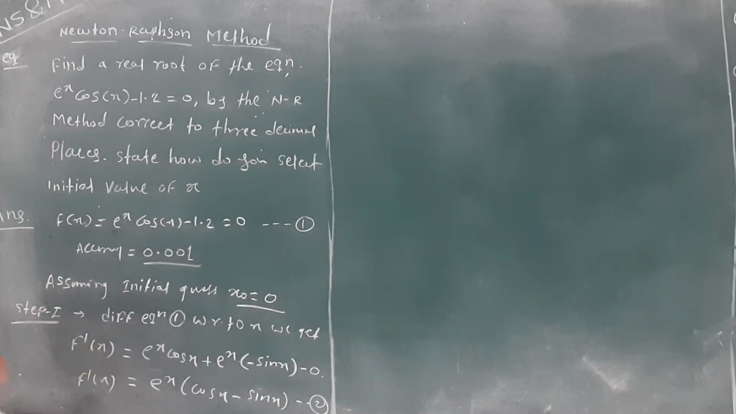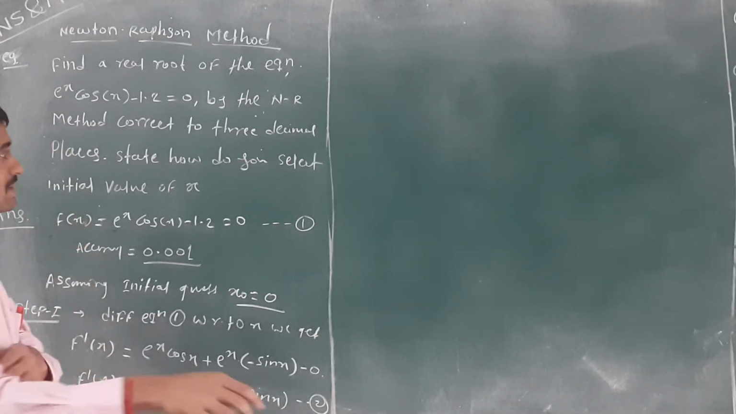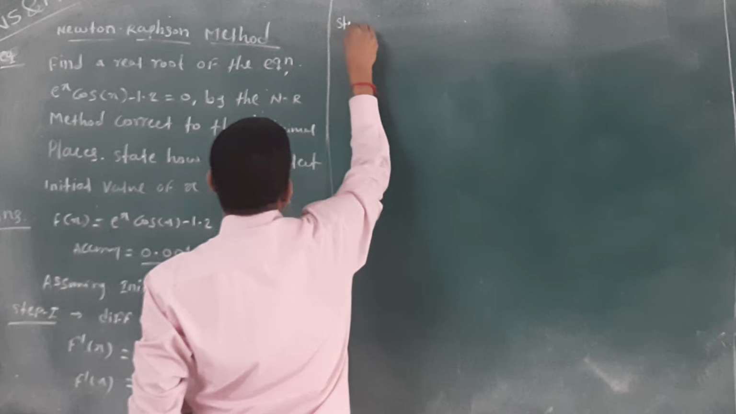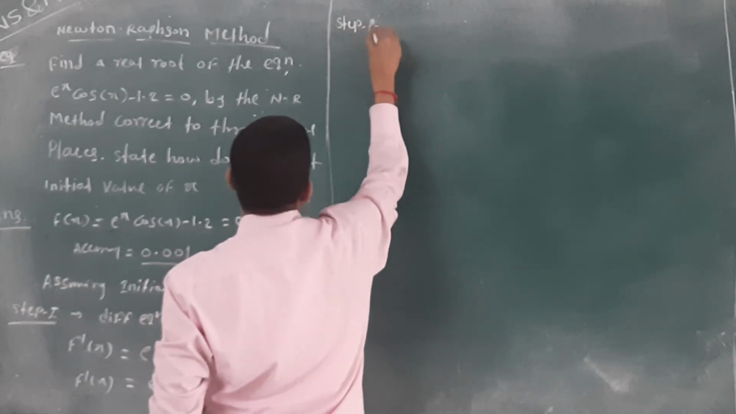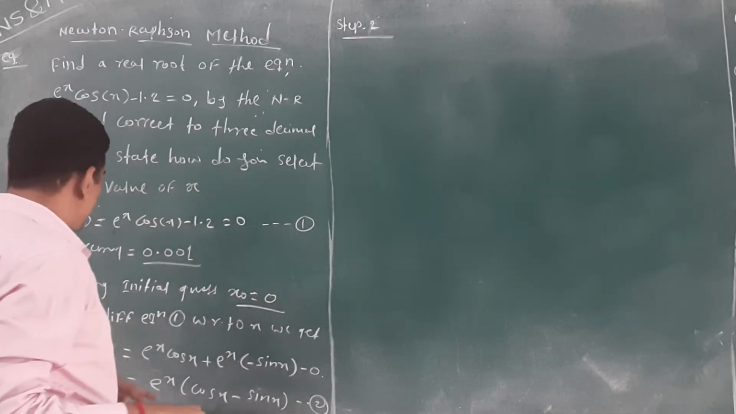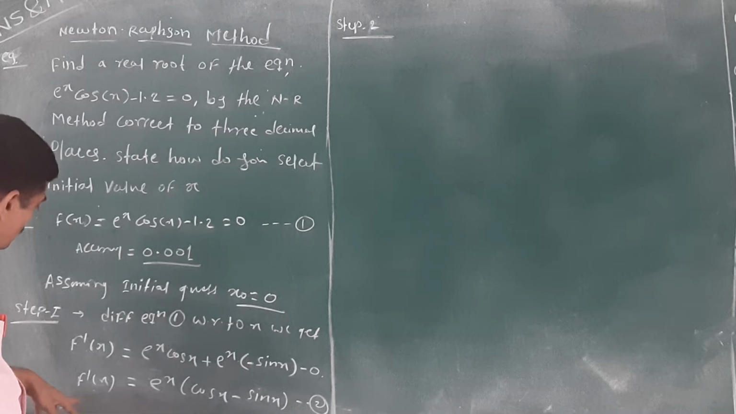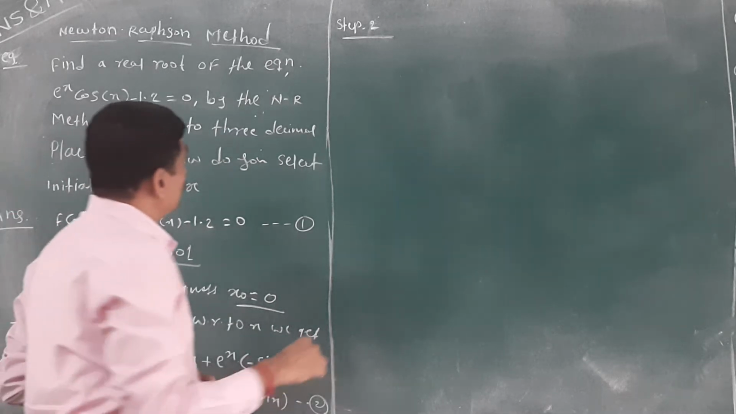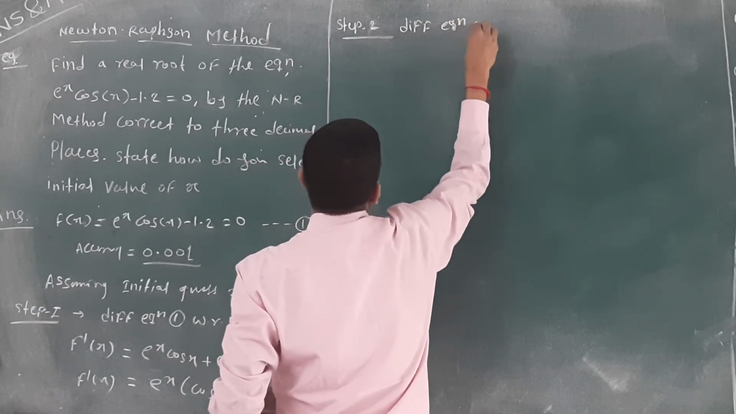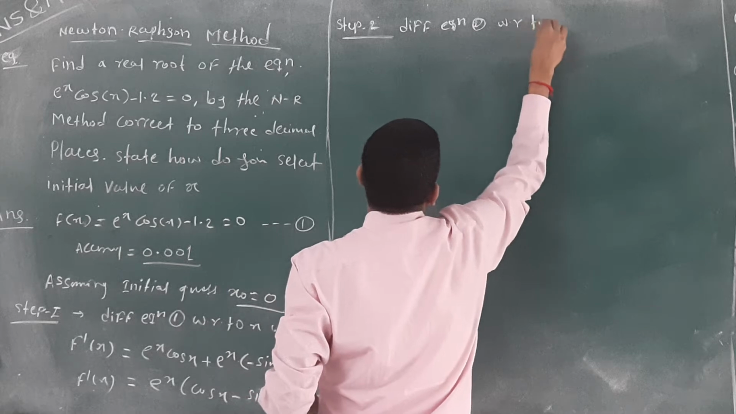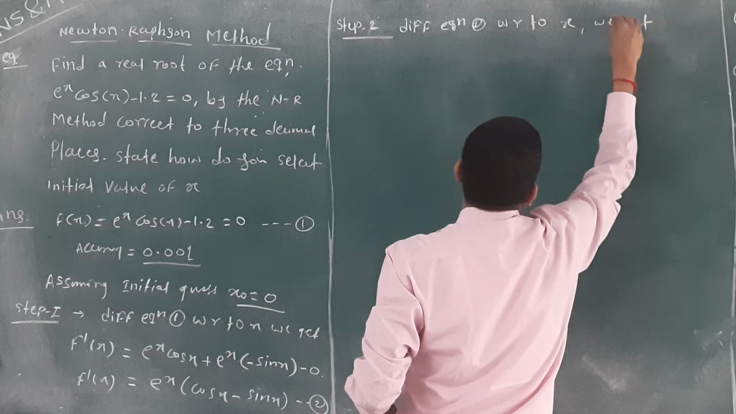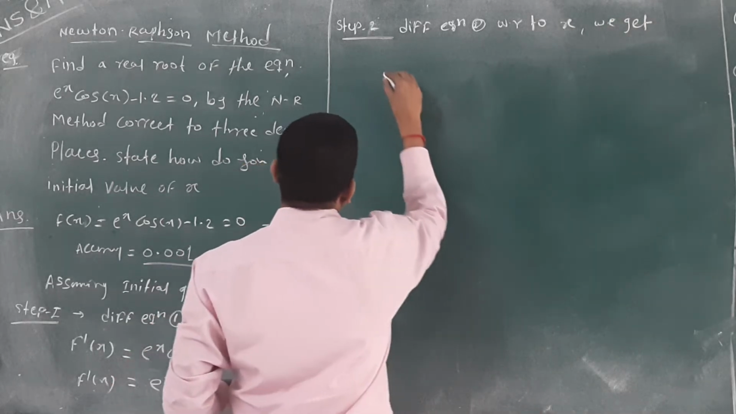In step number 1, you have to differentiate equation number 1, then you will get equation number 2. In step number 2, what is required? Again we require f''(x). How to get f''(x)? If you take the derivative of equation number 2, I will write: differentiate equation number 2 with respect to x. Then we get f''(x).